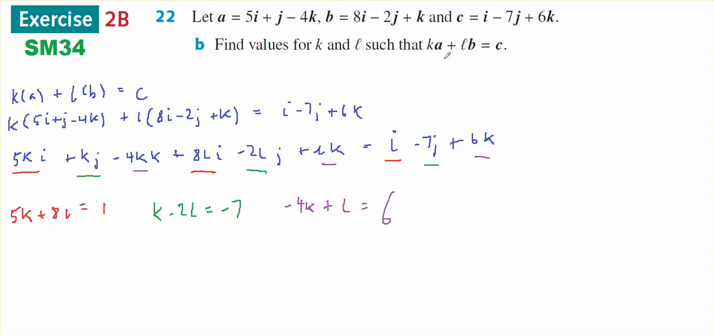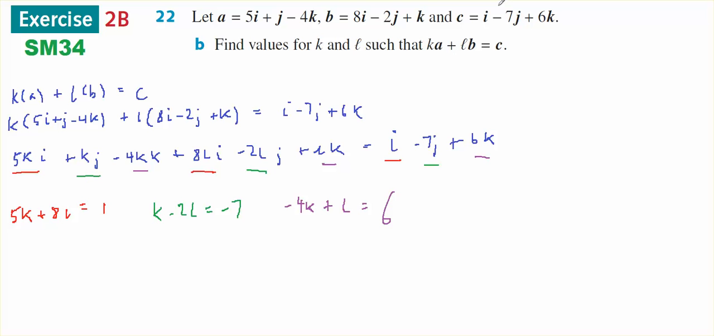k times a plus l times b equals c. Linear dependence means that I can express two vectors by adding them together with some scalar multiplication to represent the other one. So they are dependent upon each other. So if there are values for k and l that satisfy this, then a, b and c are linearly dependent.